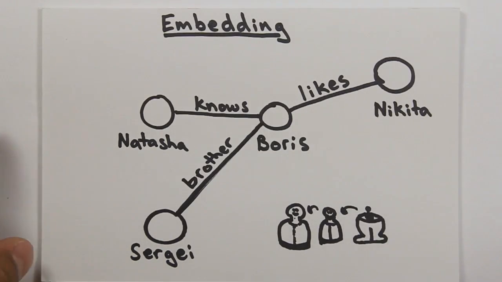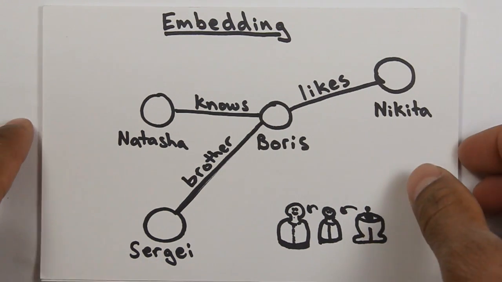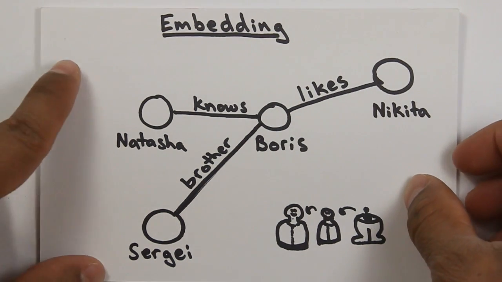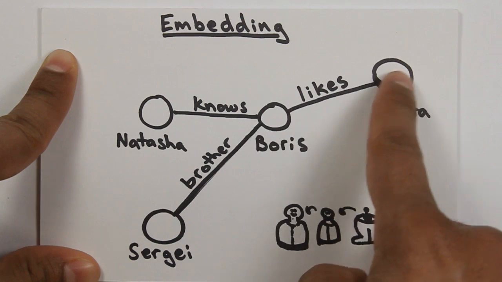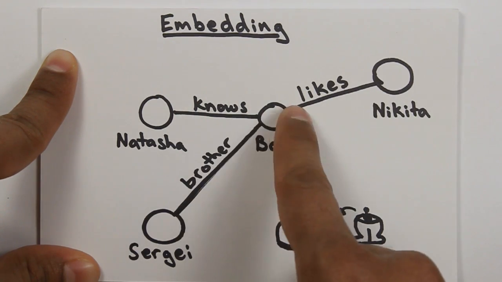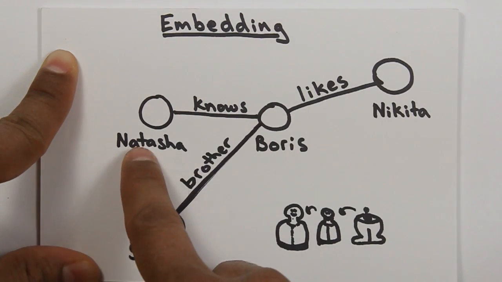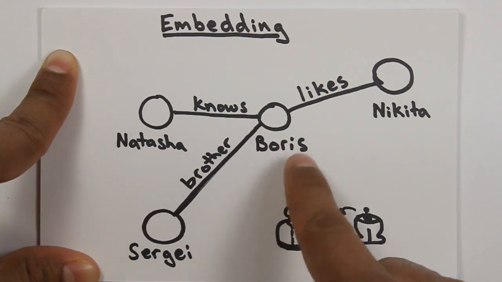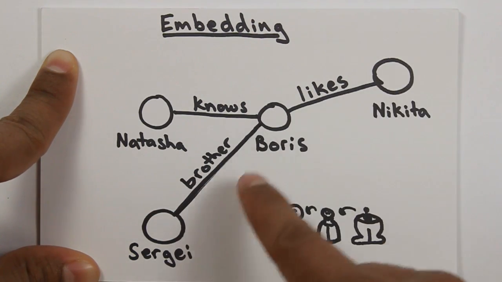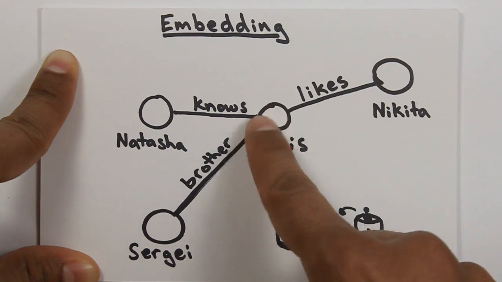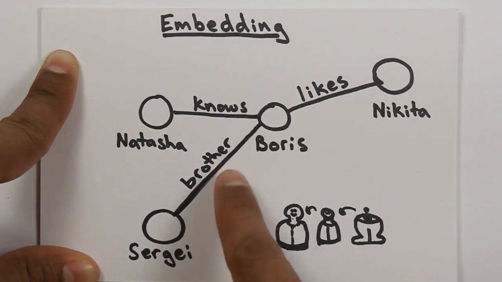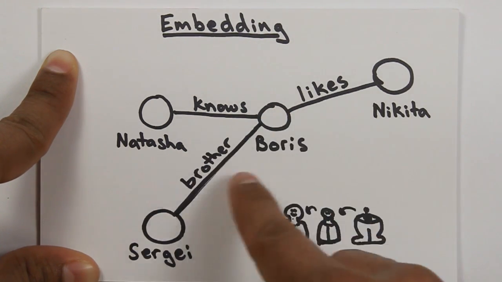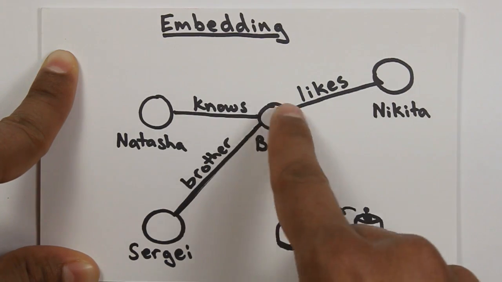Now let's talk a bit about how we build links in the JSON-LD graph. Right? So JSON-LD expresses a graph of information with links between each node in the graph. So for example, this graph is expressing that Natasha knows Boris, and that Boris likes Nikita, and that Sergey is Boris's brother. Right? There are two basic ways to express this graph, to create these links in this graph.